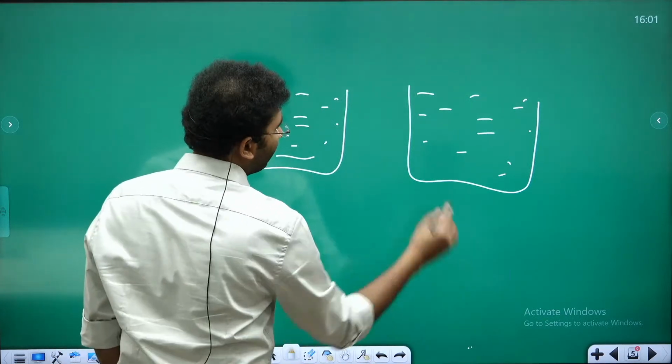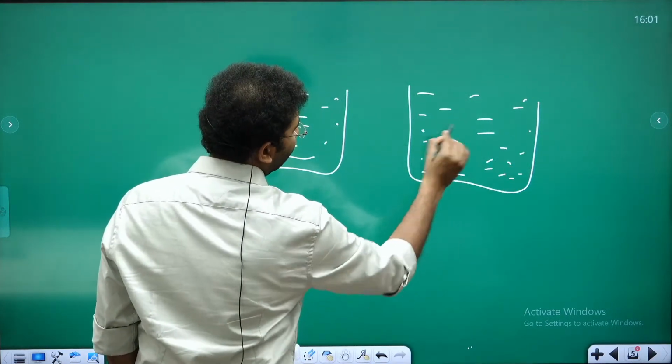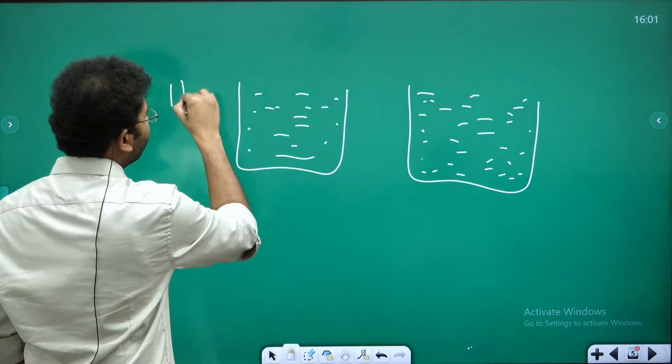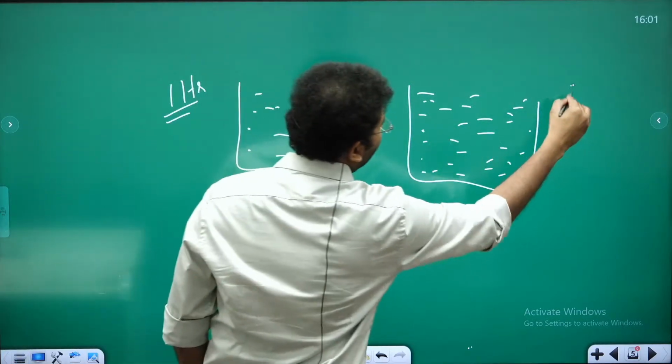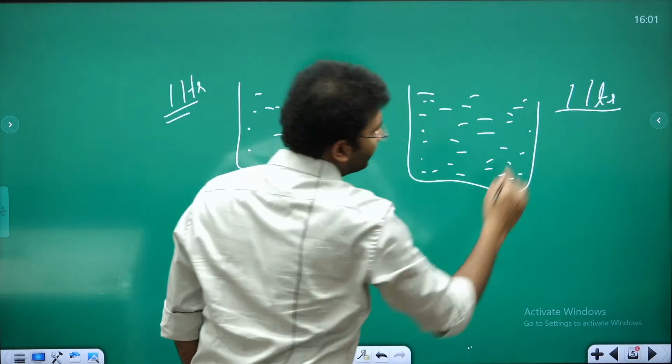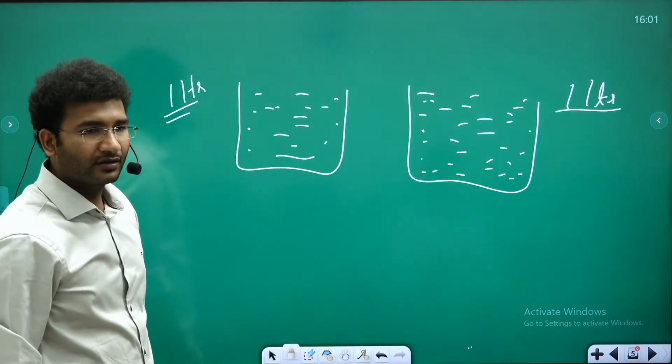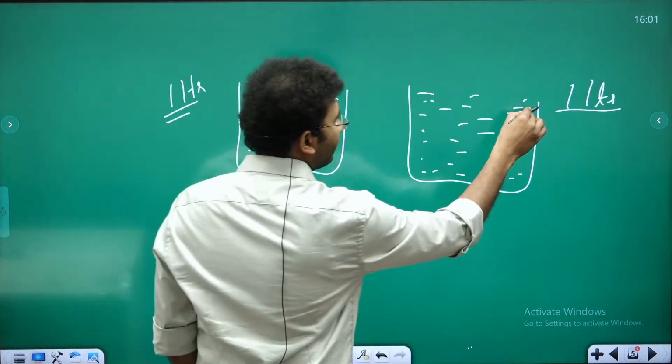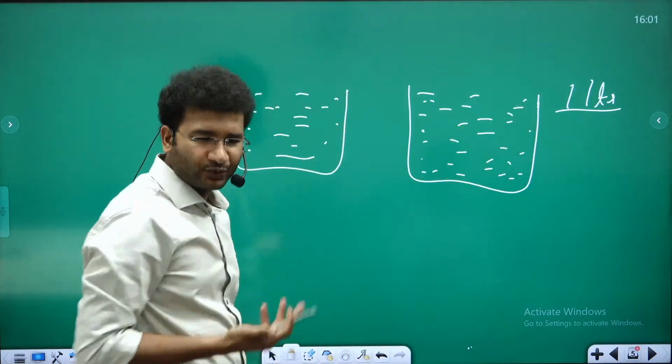Imagine that you have two bowls of water. ये भी 1 liter है, and this is also 1 liter. ठीक है? 1 liter, 1 liter. Now in this, see, इनमें से fresh water is also present.